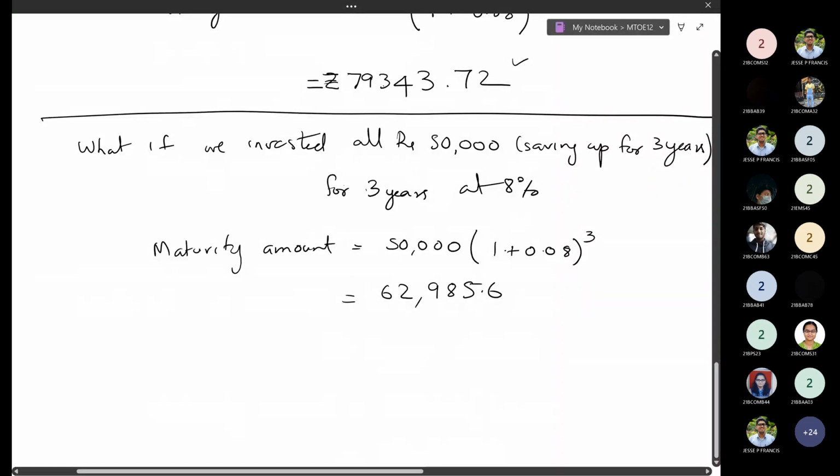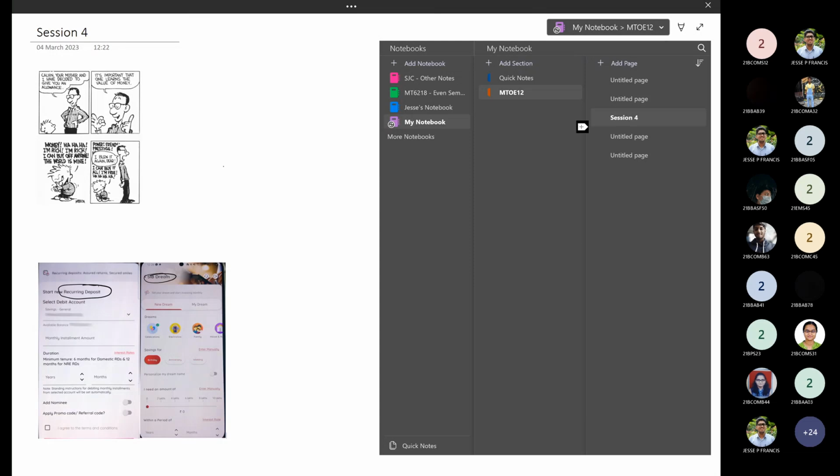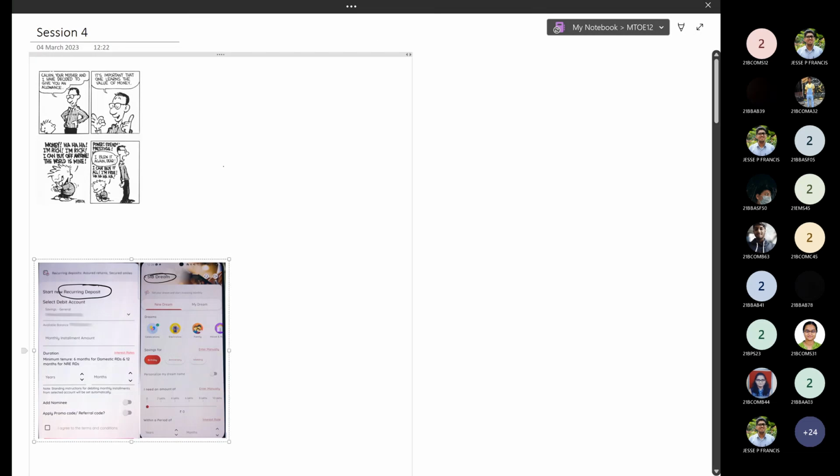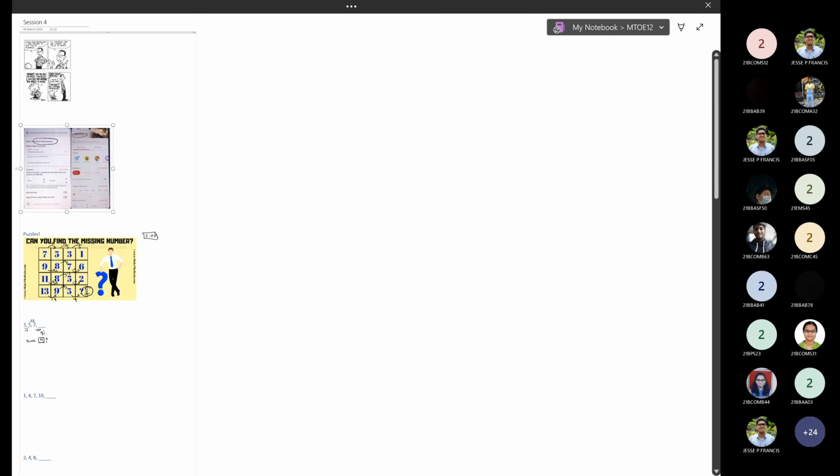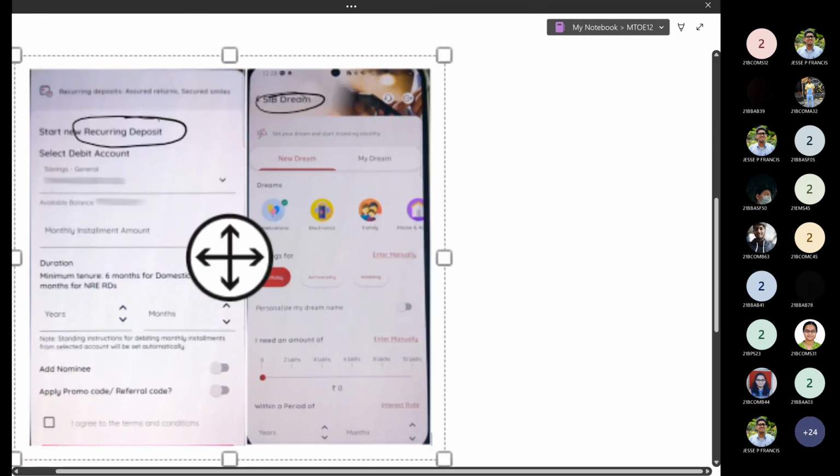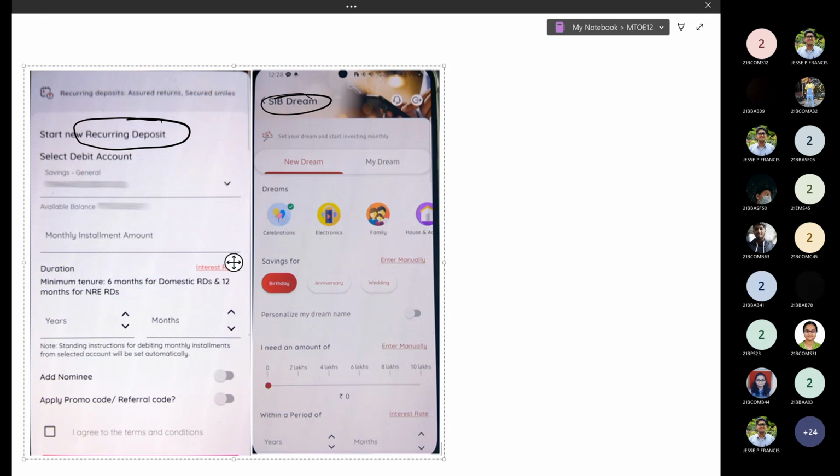Now, remember last week I showed you another image. I showed you 2 images, right? One was recurring deposit and the other was SBI Dream. That is, you fix a time. In this time, I'm going to buy something. For this, I need this much amount of money. So depending on the rate of interest and term period, they'll say you deposit this much amount of money every month. These are called sinking deposits.